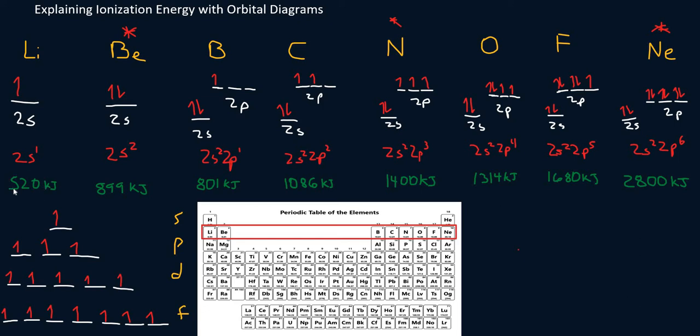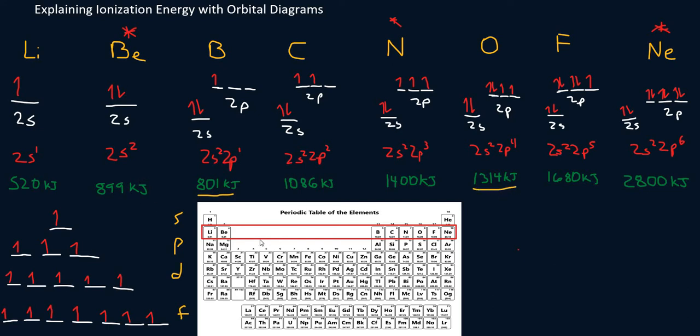So for example, the actual first ionization energy for lithium is 520 kilojoules. The actual first ionization energy for beryllium is 899 kilojoules, and so on for each of these. But what I want you to take notice of is the fact that, check out boron and oxygen. So check out the energies for boron and oxygen.